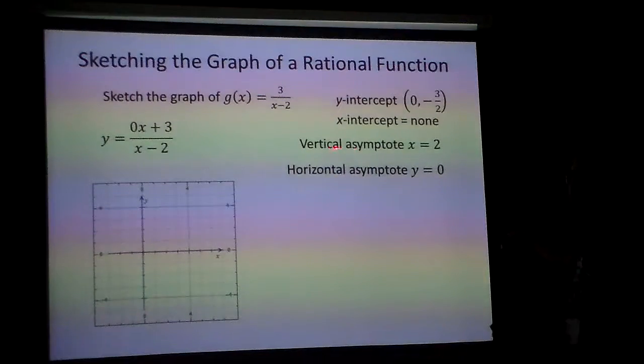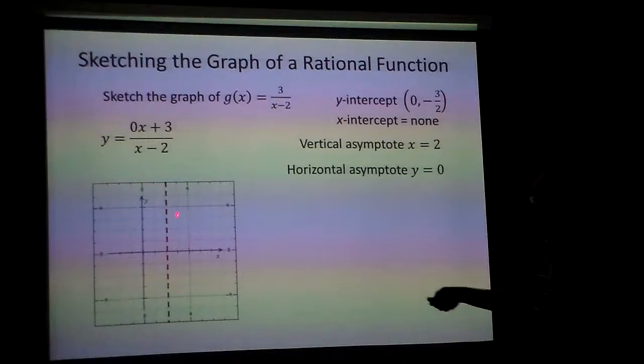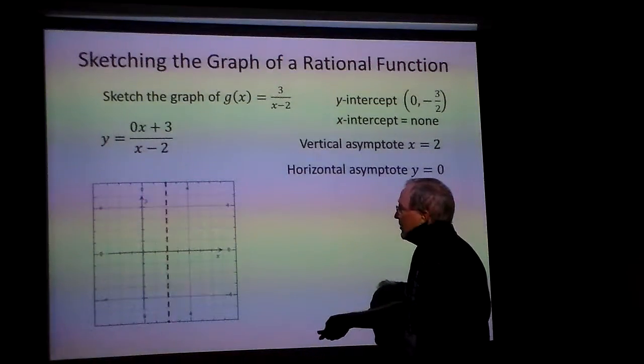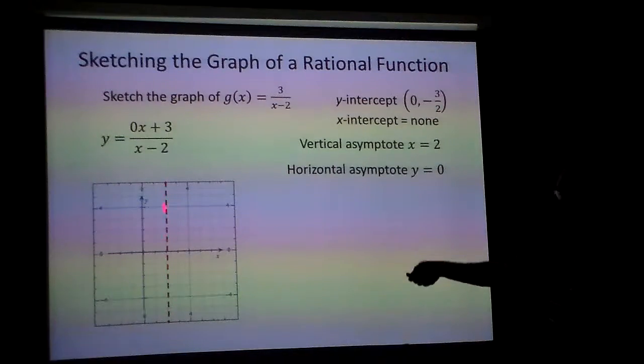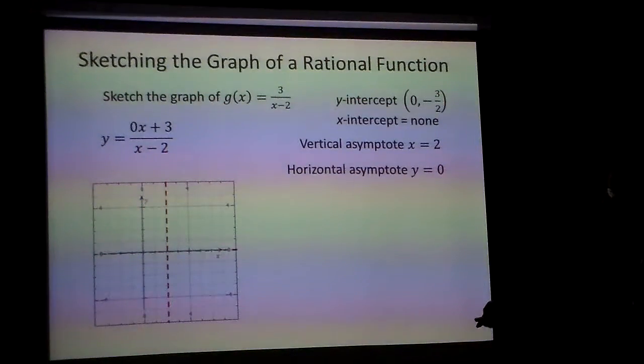I want to graph my vertical asymptote and my horizontal asymptote and my y-intercept. First off, the vertical asymptote occurs at what? x equals 2. Notice I have this nice little line popping up there at x equals 2. I have it nice and red so we can see it. I also know there's a horizontal asymptote at y equals 0. You can actually kind of see that one popping in there, back and forth.